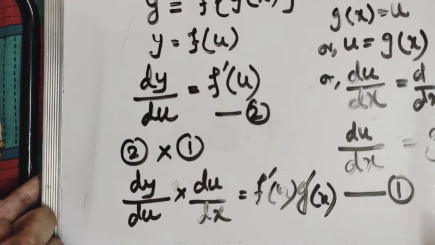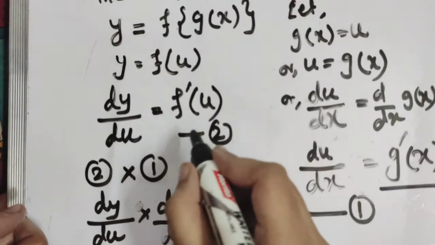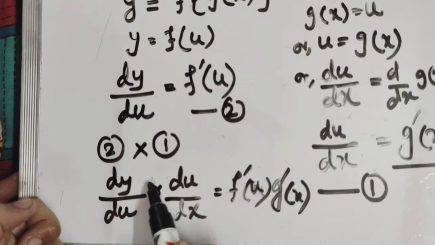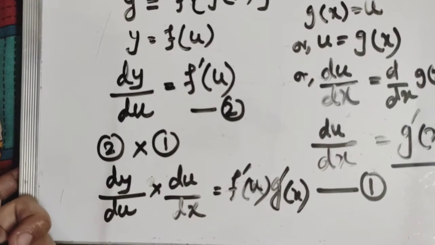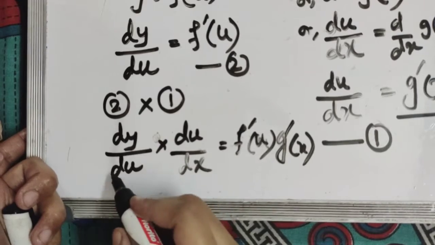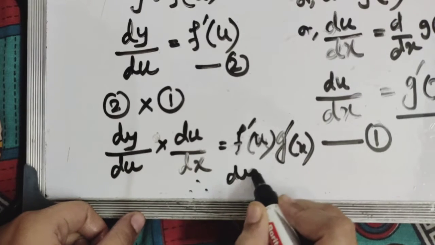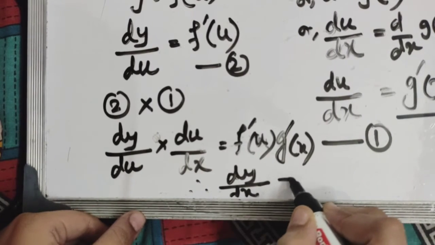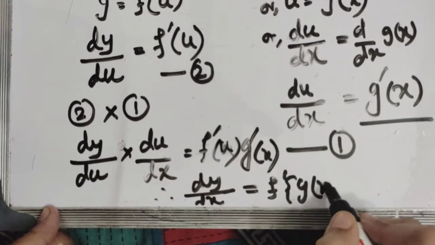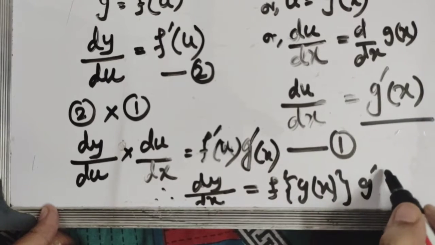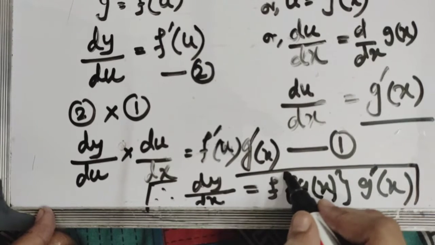g dash x. Okay, see here du by dx equals to g dash x, and here dy by du equals to f dash u. So here dy by du into du by dx equals to f dash u into g dash x, right? So now you can see du and du both are cancelled out. Okay, so finally we get the equation dy by dx equals to f dash u. What is u here? g of x. f dash g of x into g dash x. And that's the formula of chain rule, right? That's the formula of chain rule.